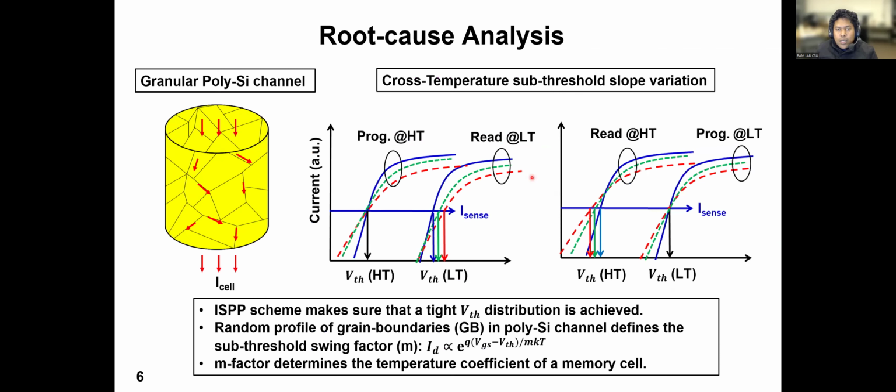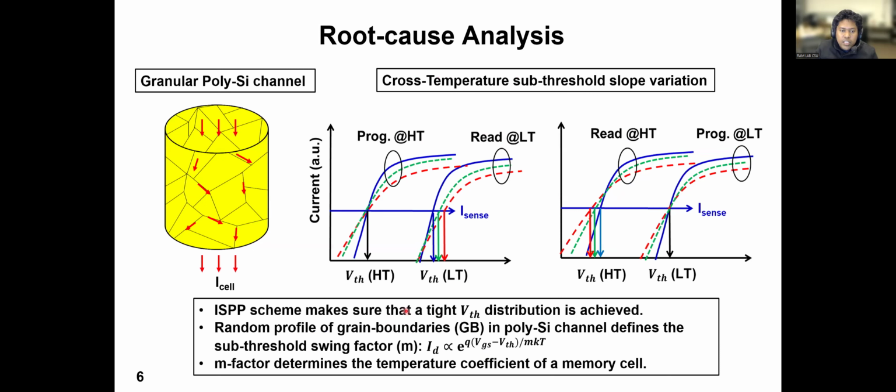So to explain the nature of those cells being high temperature coefficient or low temperature coefficient, I present the root cause analysis, because the polysilicon channel of this 3D NAND memory structure is very granular. Now, this random profile of grain boundaries and grain boundary traps in the polysilicon channel actually affects the current flowing through the polysilicon. Now, when a memory cell is programmed, the incremental step pulse programming scheme, that is ISPP, makes sure that a tight DVT distribution is achieved.